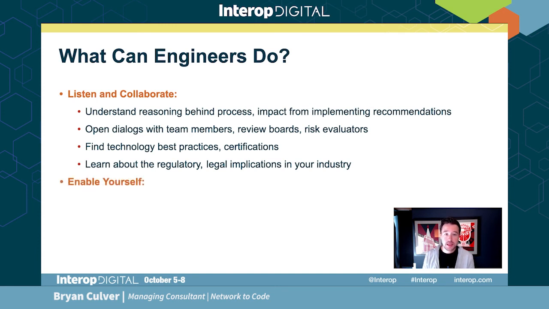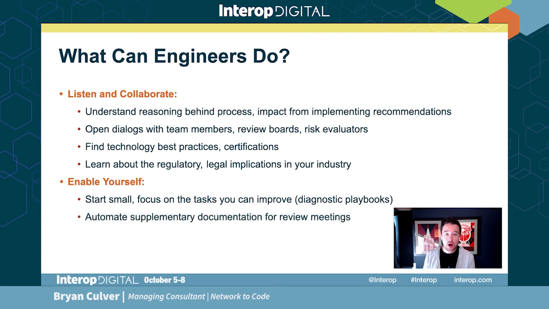Start small and focus on the tasks that you can improve, such as diagnostic playbooks. There are other talks today and yesterday that are going to cover quick ways that you can improve your process today, and you could probably share that amongst your team members and quickly get off the ground running and minimize the inefficient parts of your day. And automate the supplementary documentation for review meetings. There's no reason why you can't automate or improve your communications with other teams by understanding the requirements and finding ways to supply them through automation instead of just by doing it manually.